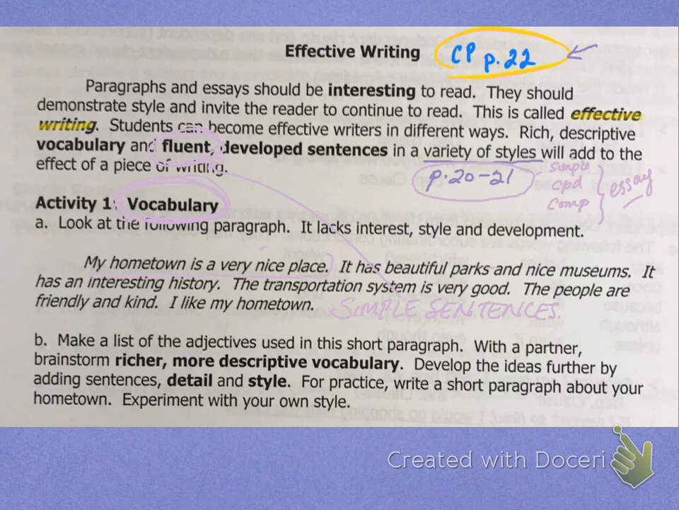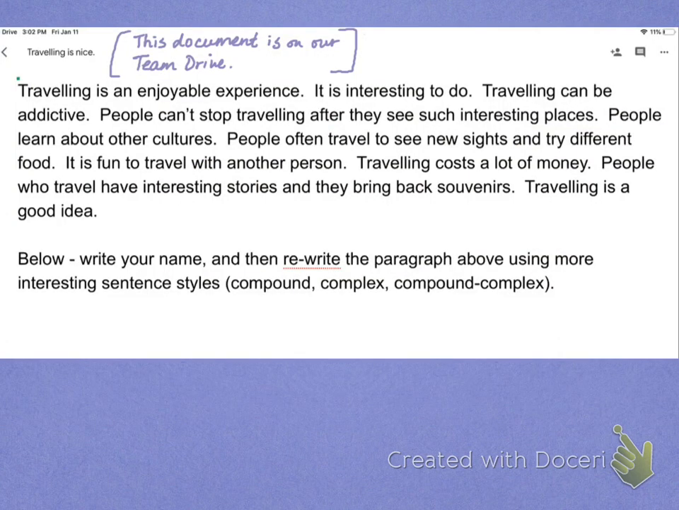So what I'd like you to do for homework is take a look at this document. Okay, there's a paragraph, take a look at this paragraph, which is in our team drive. Okay. In our team drive, there's a folder that's called Writing. Okay, if you click on this folder, you're going to find this document that's called Traveling is Nice.